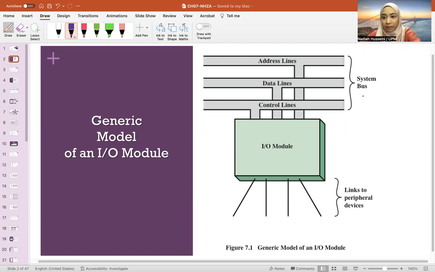So this is your system bus. Your system bus is supposed to be connecting the I/O module to other modules, such as the CPU module and the memory module, which we have seen in chapter 2 before. The system bus comprises address lines, data lines, and also control lines. We have discussed this in our chapter on buses as well, so this is not the main focus here. What I want to highlight is that the I/O module has two sides to it: one is the system bus and one that links to the peripheral devices. So bear that in mind for now.